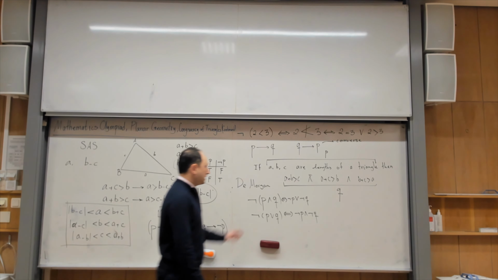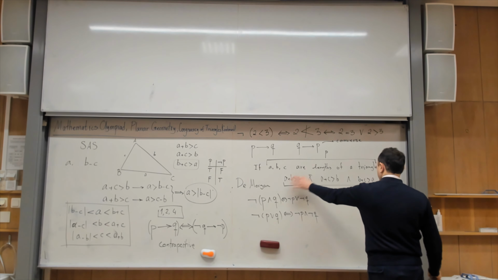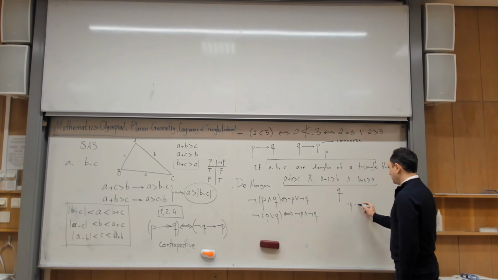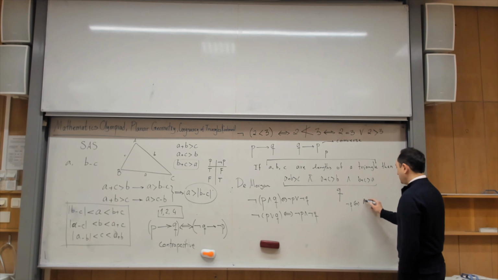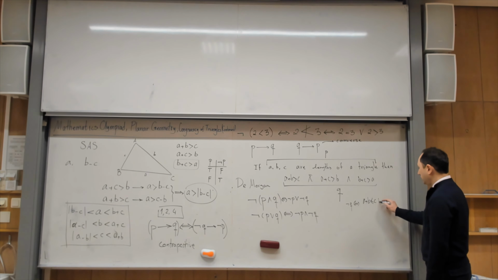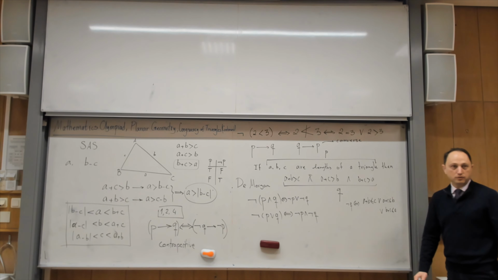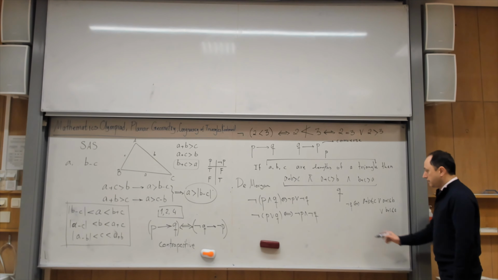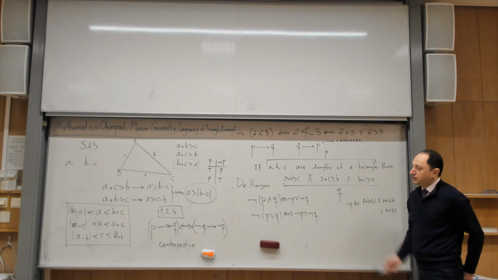So what you are saying is that not Q in this case means A plus B is less than or equal to C, or A plus C is less than or equal to B, or B plus C is less than or equal to A, yes? This is the negation of Q. If one of these happens, then negation of P.